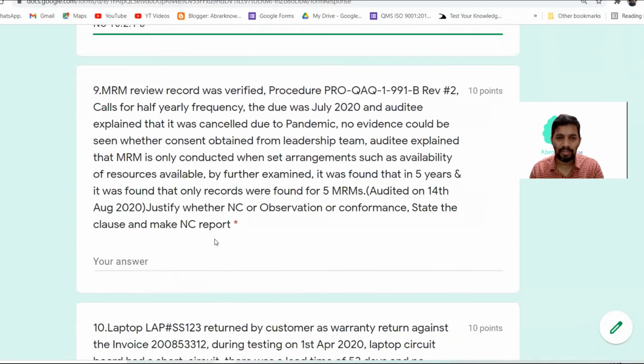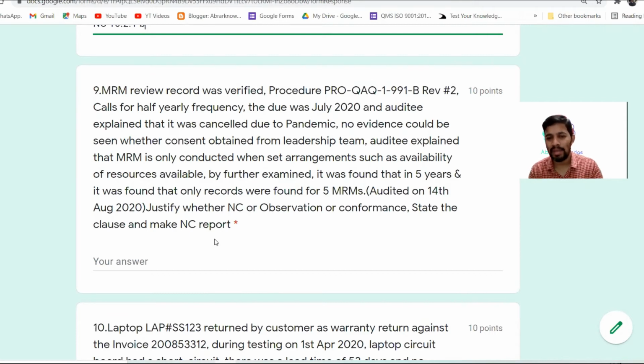And the ninth one, very interesting. The MRM review record was verified. Procedure PROQEQ 1991B, revision number 2, calls for half yearly frequency. The due was July. The RDT explained that it was cancelled due to the pandemic. No evidence could be seen whether consent was obtained from the leadership team. The RDT explained that the MRM is only conducted when set arrangements such as availability of resources are available.